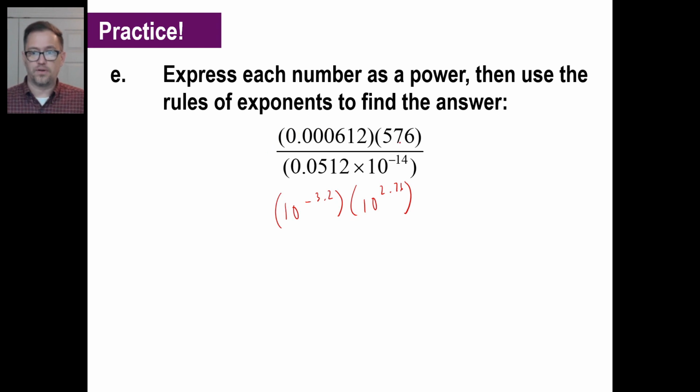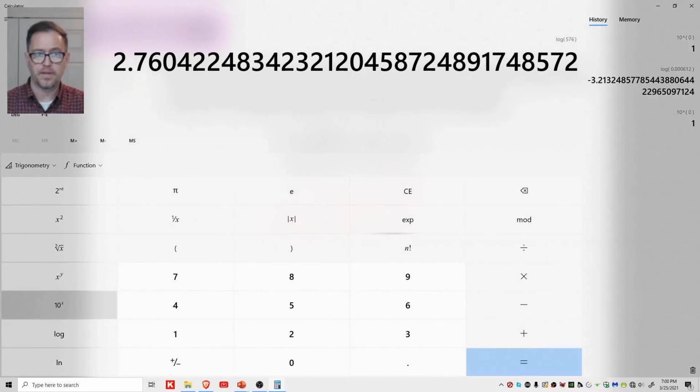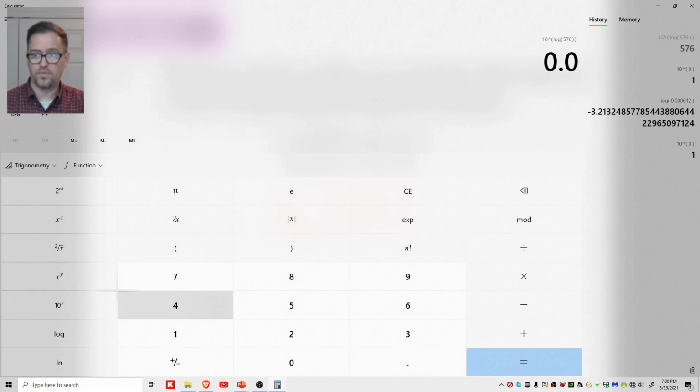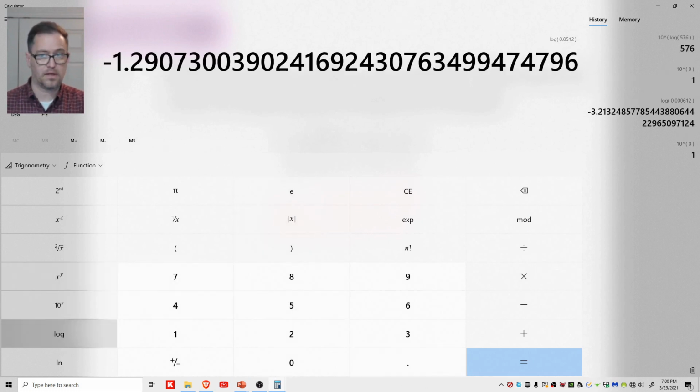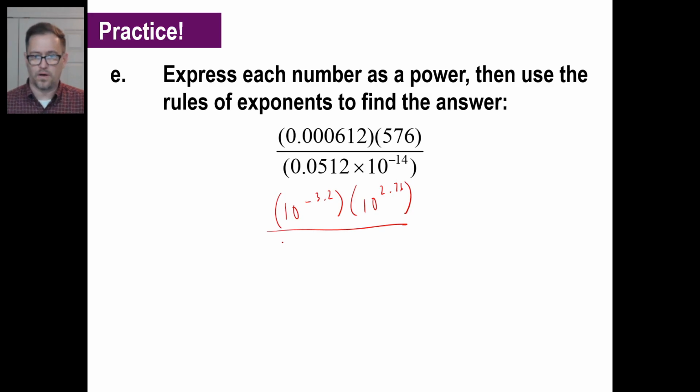This is 576. Well, 10 to the second power is 100, and 10 to the third power is 1,000. So it makes sense that this is somewhere between 10 to the second power and 10 to the third power. So that's 2.76. All right, let's go to 0.0512. We'll go 10 to the x power, 0.0512, and then log, and that's going to be negative 1.3, we'll call it. So that's 10 to the negative 1.3.